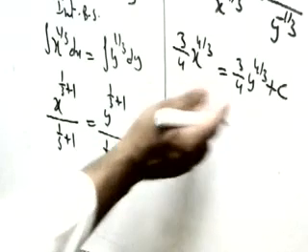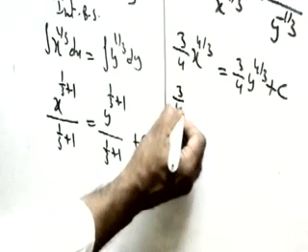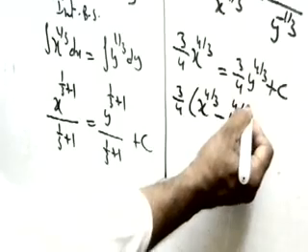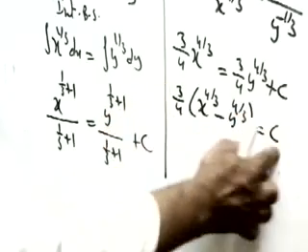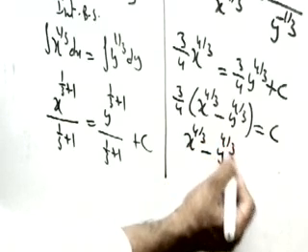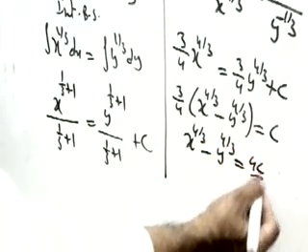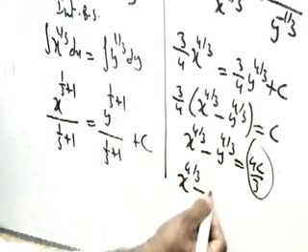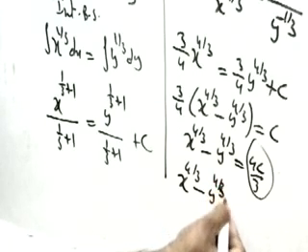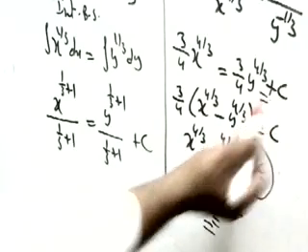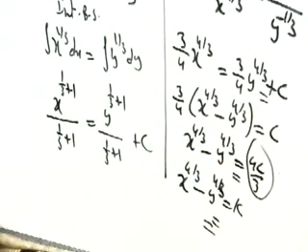Now we can leave it anywhere, or I'm doing one thing: let me take 3 by 4 common, x power 4 by 3 minus y power 4 by 3 equals to c. Bring this here, x power 4 by 3 minus y power 4 by 3 equals to 4c by 3. This is a constant, we can write another constant, x power 4 by 3 minus y power 4 by 3 equals to, suppose I write k. We can leave the answer here itself. It is finished.